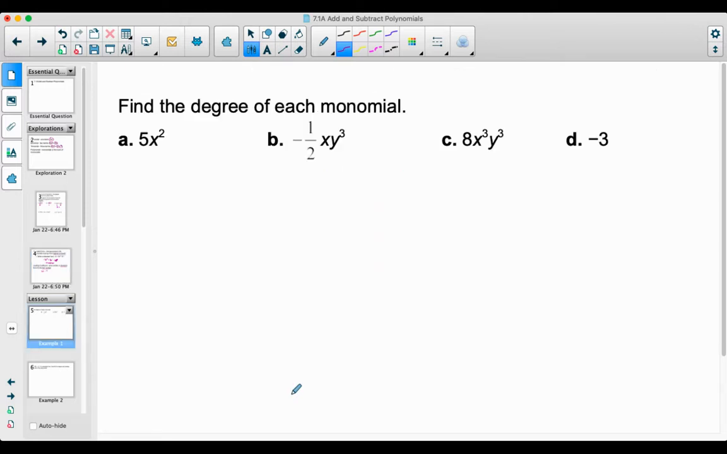So let's just find the degree of each of these polynomials. So this one is a monomial, there's only one term, there's only one variable, so that's a degree of 2. This one here, that x has a power of 1, so 1 plus 3 means that degree is 4. Here, 3 plus 3 means my degree is 6. And here, I do not have any exponents, so my degree is 0.